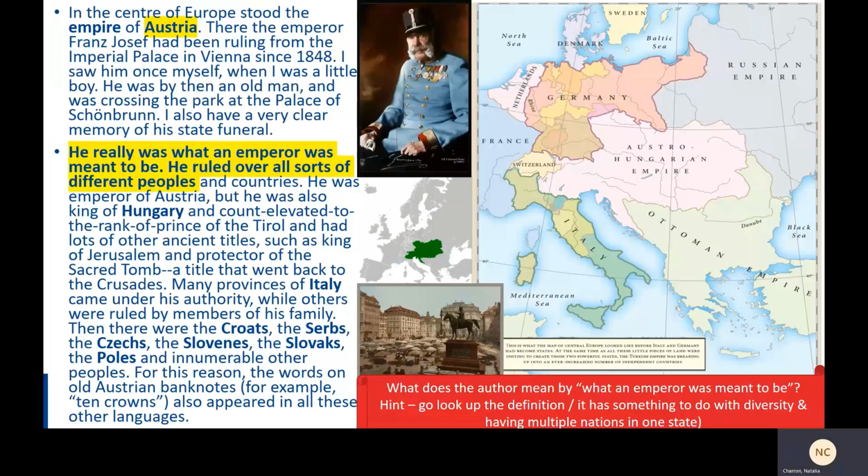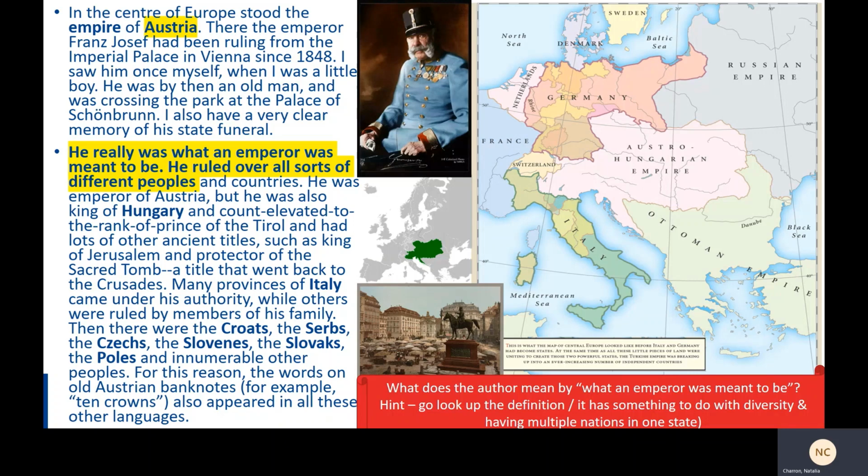In the center of Europe stood the Empire of Austria. There, the Emperor Franz Joseph had been ruling from the imperial palace in Vienna since 1848. I saw him once myself when I was a little boy. He was by then an old man and was crossing the park at the palace. I have also a very clear memory of his state funeral. He really was what an emperor was meant to be.